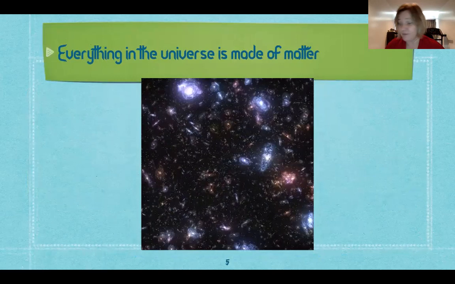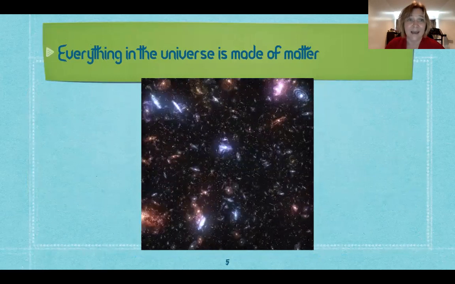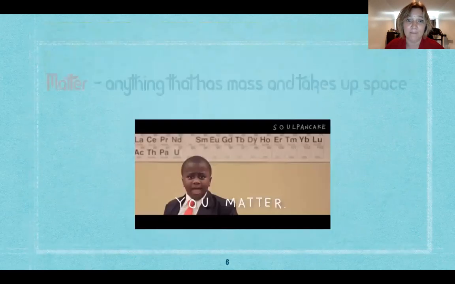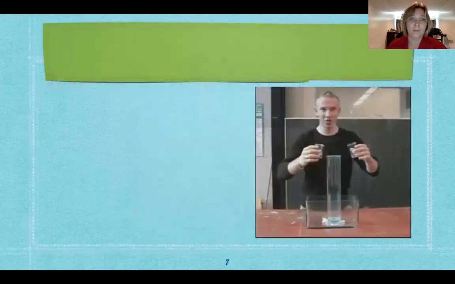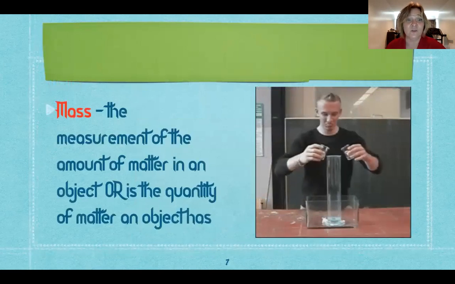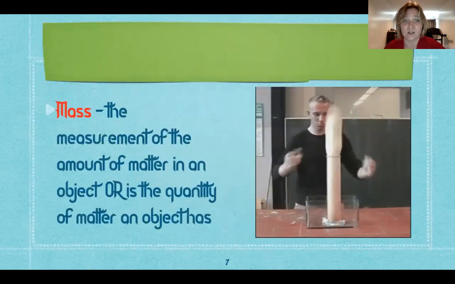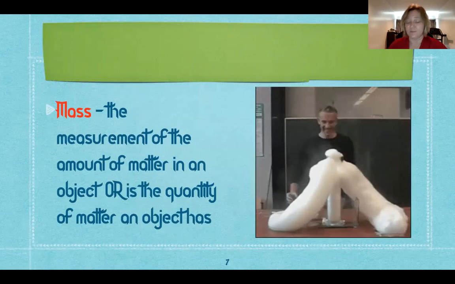Now, everything in the universe is made of matter. What is matter? Anything that has mass and takes up space. So there's two properties for matter. By the way, all of the vocabulary is going to be in red. So that helps you understand what words you have to know and what you don't, I guess. So anything that has mass and takes up space. Mass is the measurement of the amount of matter in an object or the quantity of matter an object has.